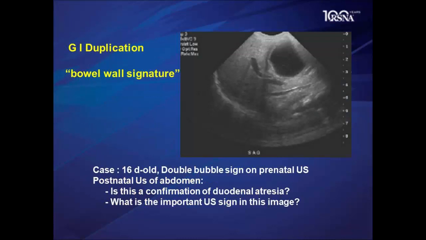Now, how about other causes of obstruction? GI duplication. This baby is 16 days old, double bubble on prenatal ultrasound. So we think about duodenal atresia. Well, ultrasound is done, and it shows a fluid film with a so-called bowel wall signature. Okay, so bowel wall signature means it's the duplication which is obstructing the GI tract, and this is one common site of GI duplication. The other common site would be in the right lower quadrant.